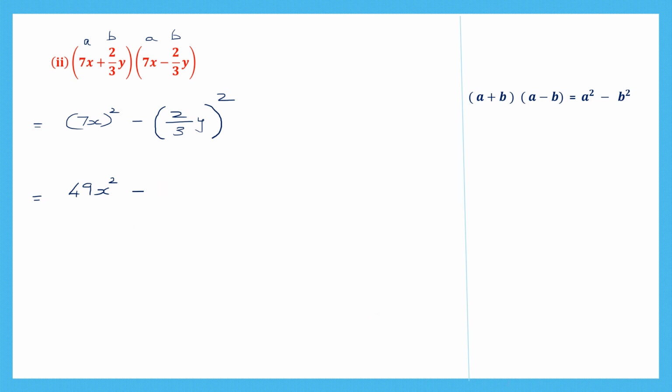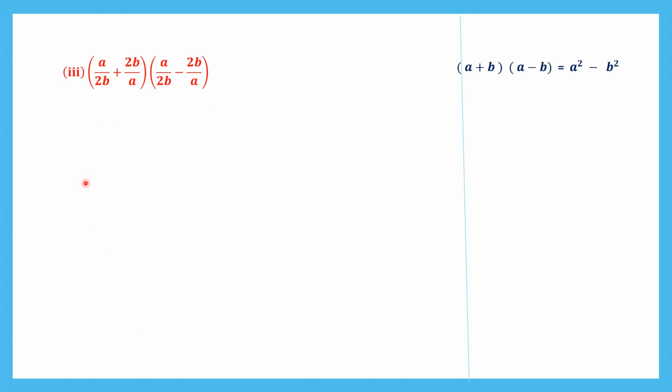Okay, so first we did that. So 4 we have got by, look at the denominator, it's 3. 3 square means 3 3s are 9. So we write 9 here, 4 by 9, and now you have y square. So that is y square. So look at our answer, 49x square minus 4 by 9 y square.